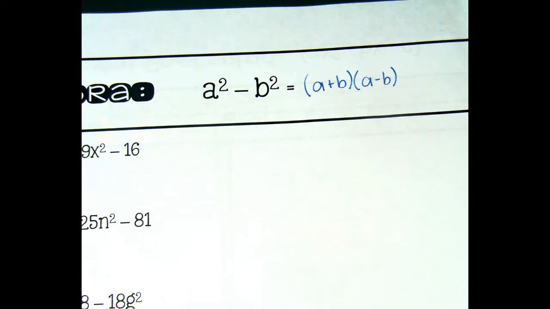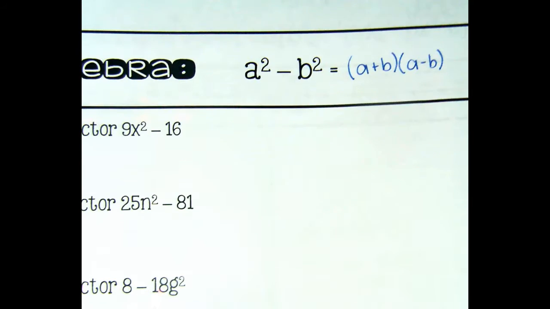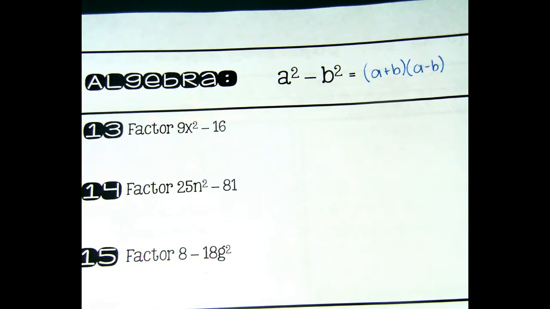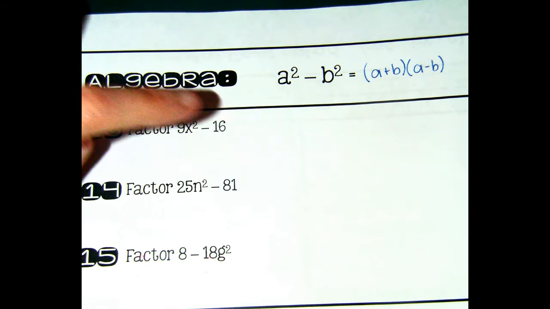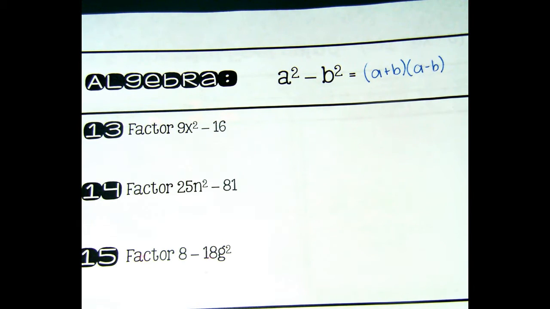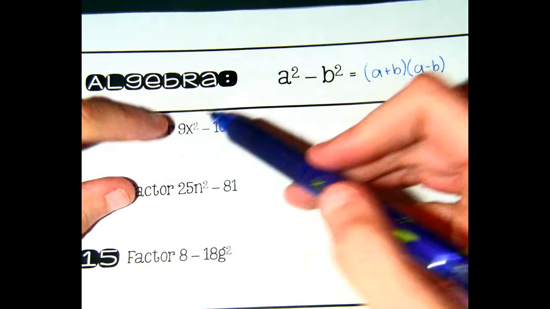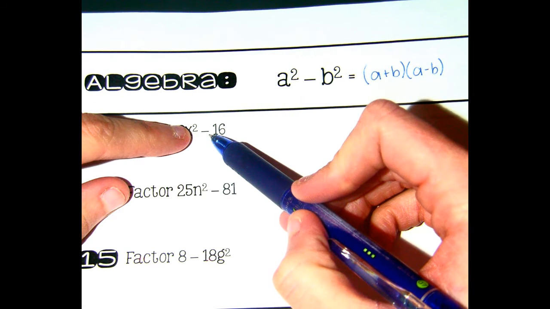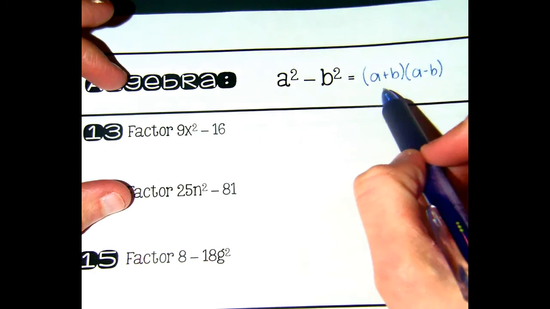Let's get through these three and then you take your job, okay? Alright, so let's look at number 13. Is 9 a perfect square? Yes. Is 16 a perfect square? Yes. Is this a difference? Meaning, is it subtraction? Yes. Then this will work this way.